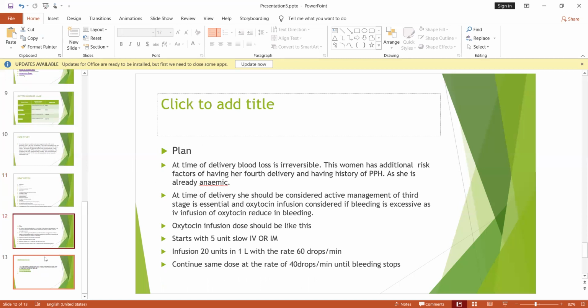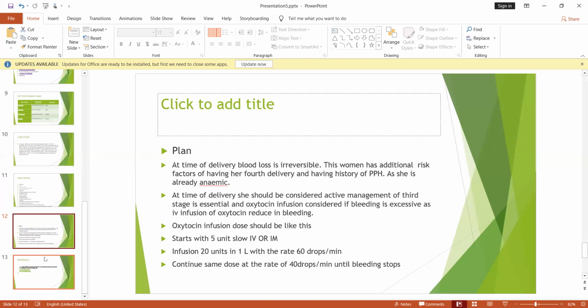Now we have a plan. At the time of delivery, blood loss is irreversible, and we know the woman is anemic, having a low hemoglobin level. She has additional risk factors of having her fourth delivery and a history of postpartum hemorrhage, as she is already anemic. So at the time of delivery, a physician should be present. Active management of the third stage is essential, and oxytocin infusion should be considered if bleeding is excessive, as IV infusion of oxytocin reduces bleeding.